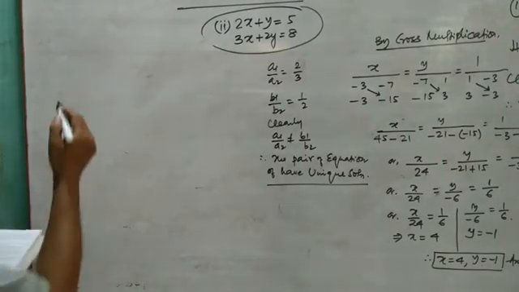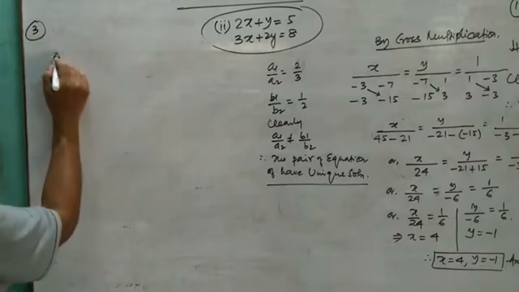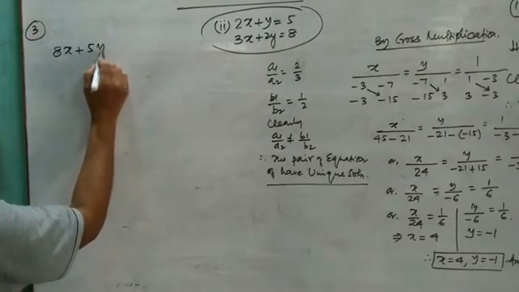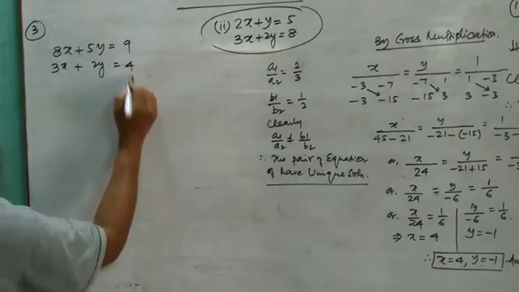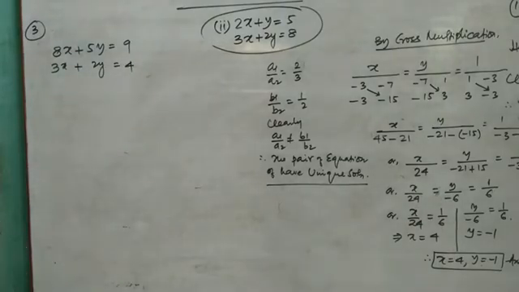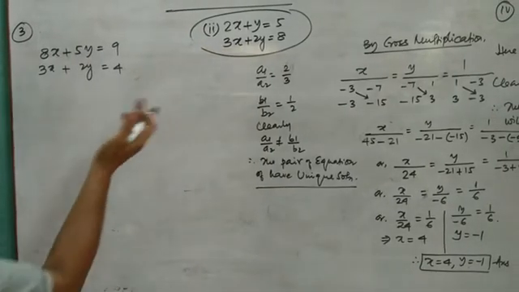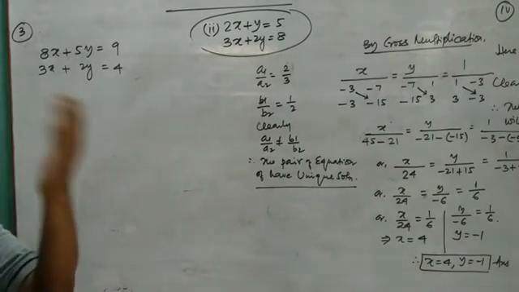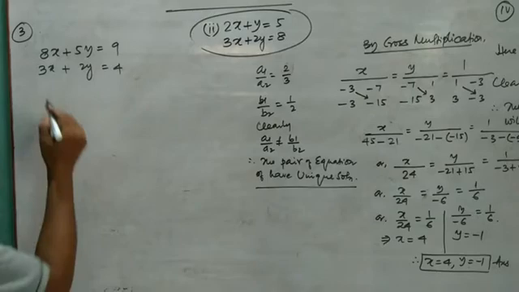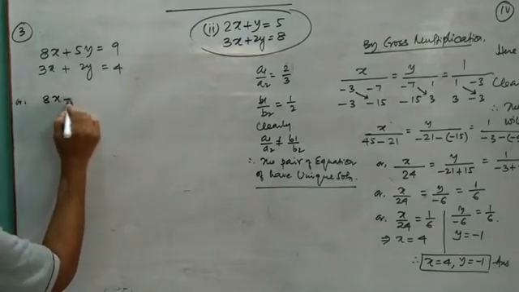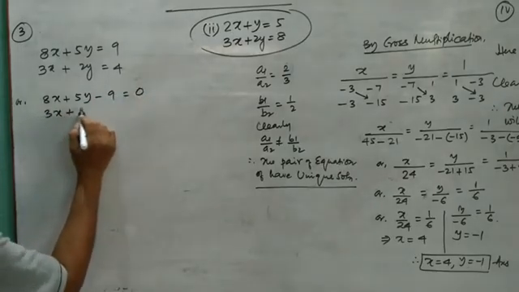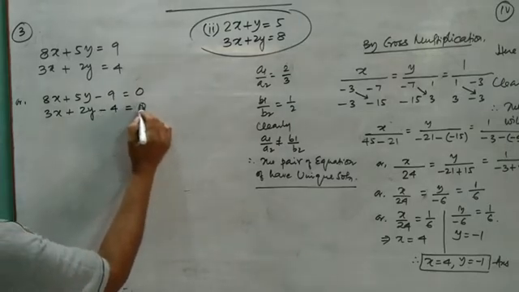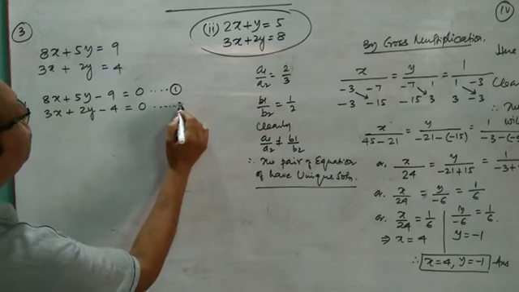Simply they are writing the given equations in question number 3: 8x plus 5y is equal to 9 and 3x plus 2y equals 4. And they are saying you have to find the values by the cross multiplication method. Solve the following linear equations by cross multiplication. First, we will convert it into standard form by bringing all the terms of the LHS, equating with 0, or 8x plus 5y minus 9 equals 0 and 3x plus 2y minus 4 equals 0. This is your 1 and this one is 2.